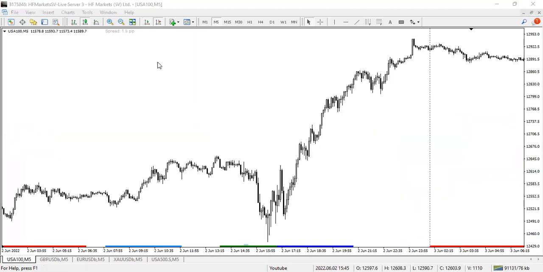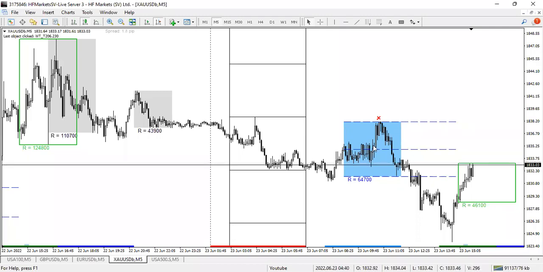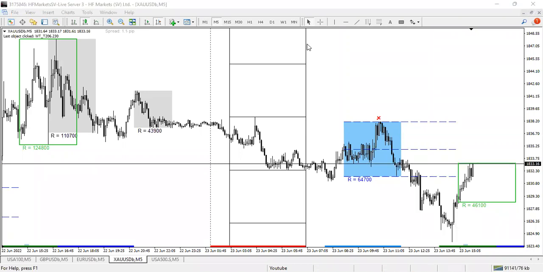Can we go back to gold quickly? That was a theoretical entry for bias, so it's buy side liquidity. If my bias for gold was bullish, I'd be entering right here. This is a rule for me. This is a rule. I'll outline the rule. Show you what I mean.